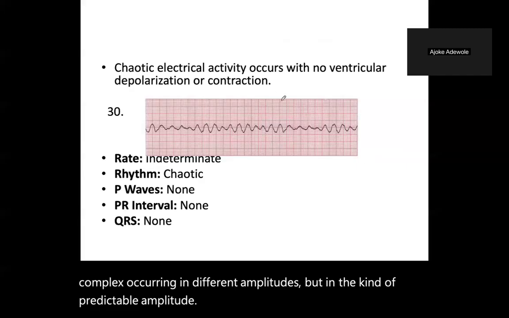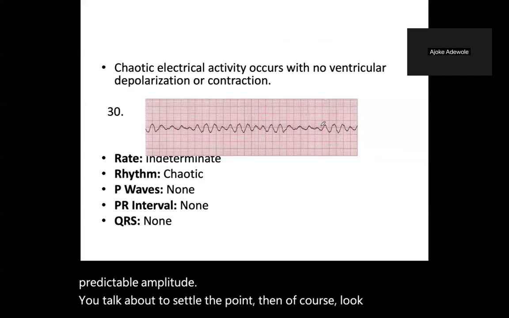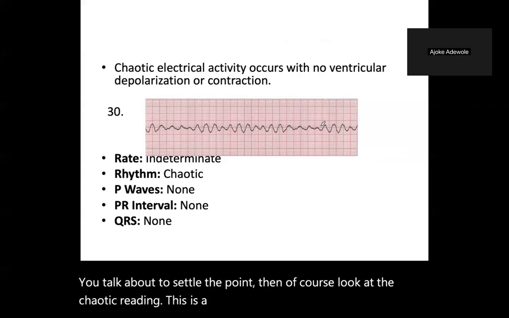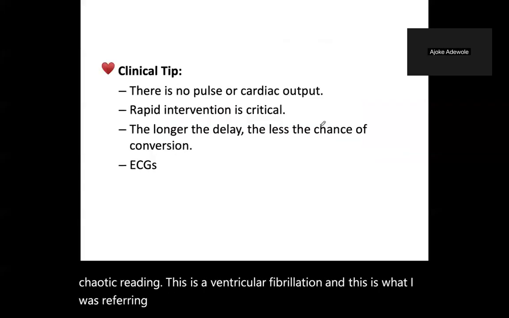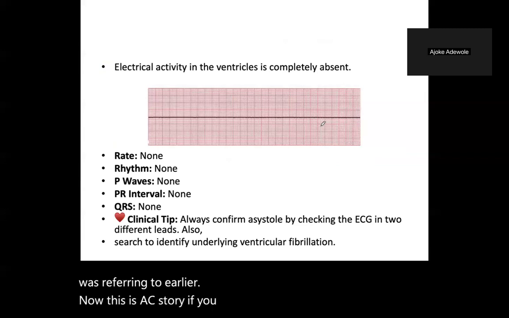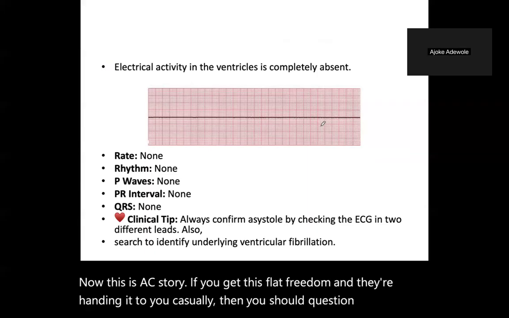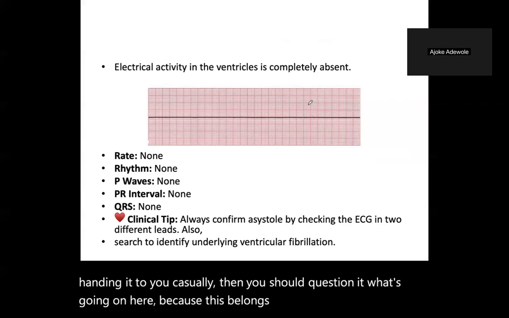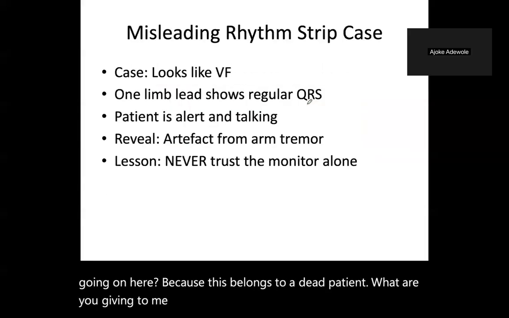We talk about Torsades de Pointes. Then, of course, look at this chaotic rhythm. This is ventricular fibrillation, and this is what I was referring to earlier. Now, this is asystole. If you get this flat rhythm and they're handing it to you casually, then you should question it. What's going on here? Because this belongs to a dead patient. What are you giving to me? Definitely. So, a misleading rhythm strip case: it looks like VF.